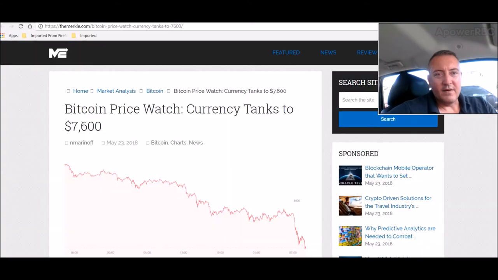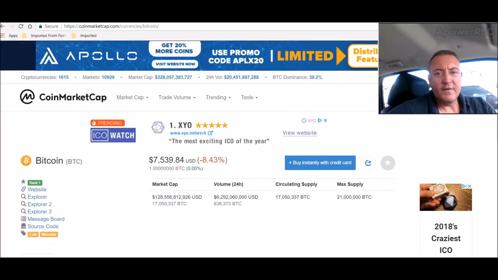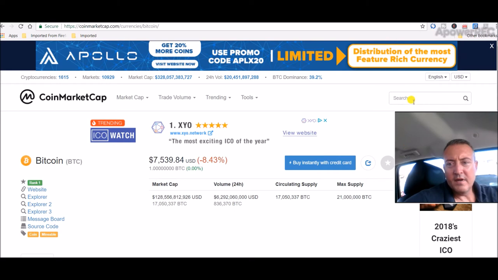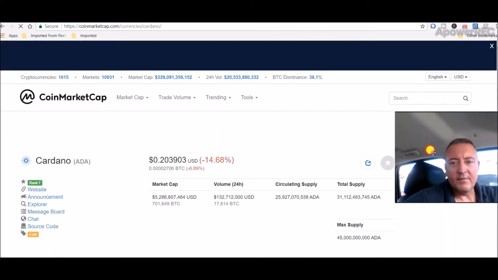The reason why I bought Cardano, let's go see if I can pull it up over here. It looked like it had the biggest upside.